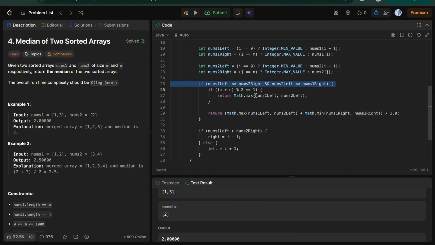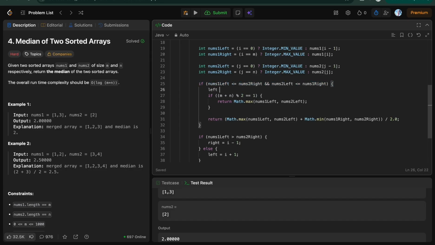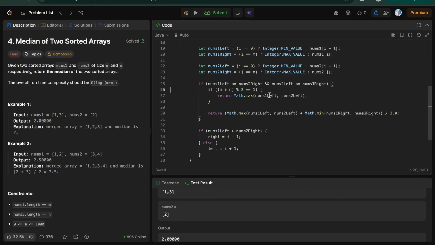Now here, this checks if the partition is correct. Like I mentioned way before I started writing the code, what we need is the left side being less than or equal to the right side. If we want to be very specific, I basically wrote it down. We want nums1 left to be less than or equal to nums2 right. And for nums2 left, we want that to be less than or equal to nums1 right. So if both are true, then we found the correct split.